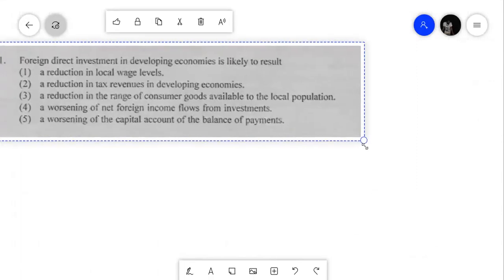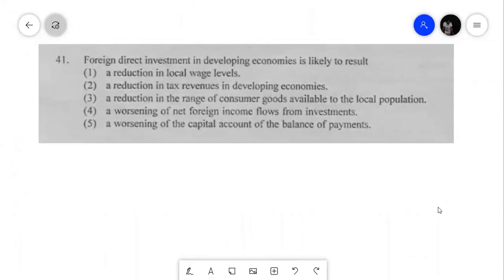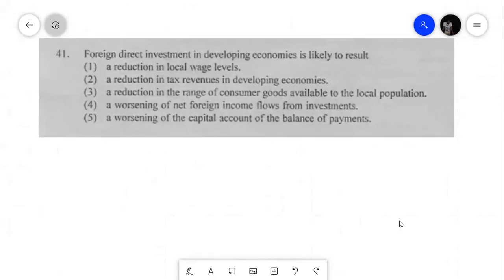Question 41. How do you work with 41? Foreign direct investment in developing economies is likely to result in what? Because of FDI, what do you think will happen? A reduction in local wage levels, a reduction in tax revenue, a reduction in the range of consumer goods, worsening of net foreign income flows, worsening of the capital account and the balance of payments. What do you think happens when there is foreign direct investment?